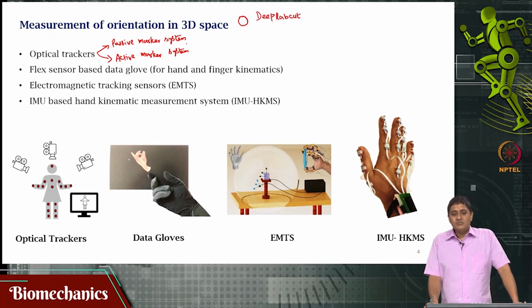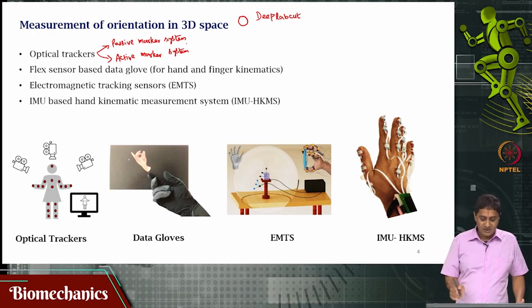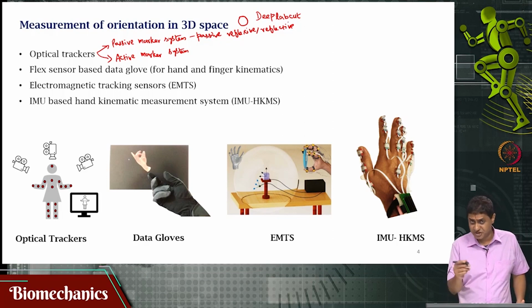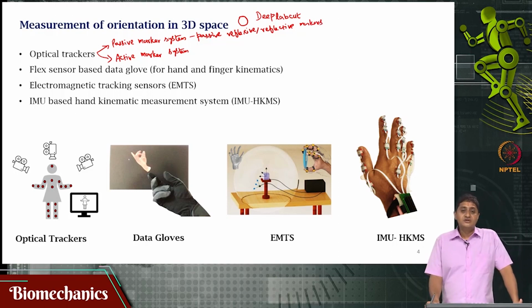So, in the passive marker system, light is incident upon the markers that are placed on the body parts. The markers themselves just reflect the light that is incident on them. So, something to keep in mind that these are passive reflexive markers, reflexive or reflective, however you say it, whichever is the correct English word or technical word, check that. These are passive reflexive markers. So, that means that they do not have energy consumption by themselves.